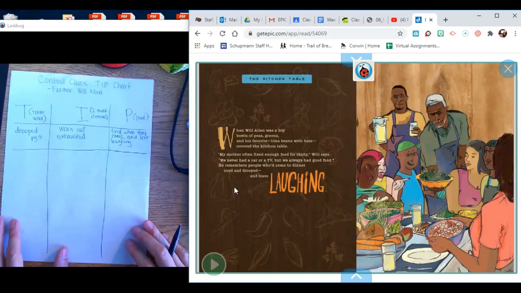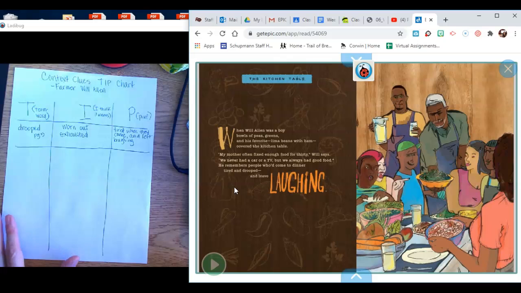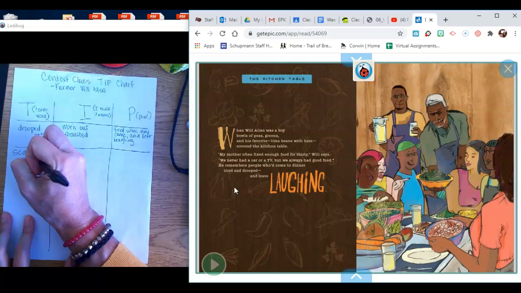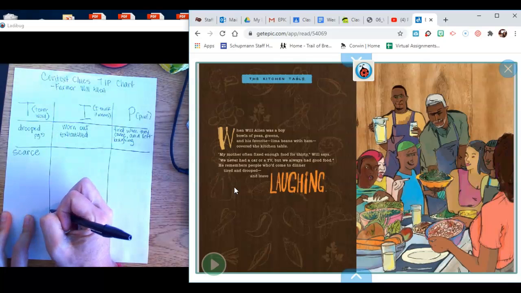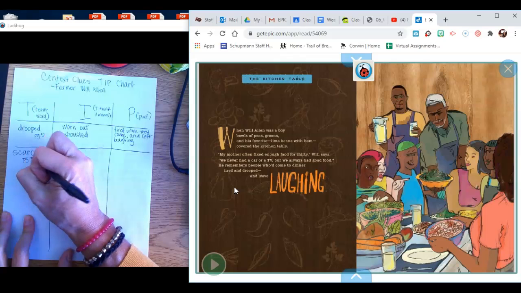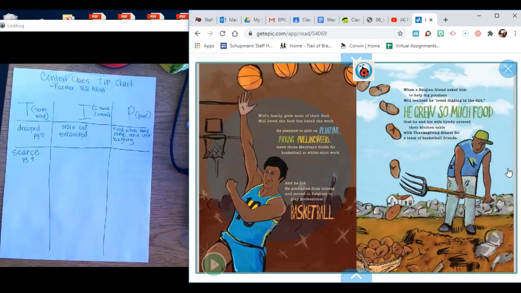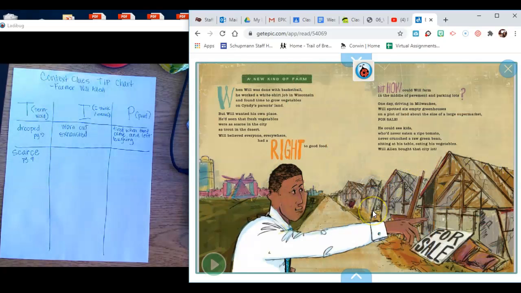Okay, let's try another one. Remember, these are samples. Let's try another one. My second word is the word scarce. Scarce. S-C-A-R-C-E. And that can be found on page 9. All right, so let me turn forward in my book. All right. So scarce, I need to find that word in my text and I need to reread that sentence that it is in. And if I still don't know, I need to go to the sentence before it and the sentence after. So I can find my word scarce right here in the middle of that second paragraph.